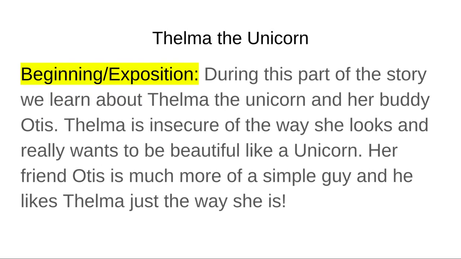So let's look at it in relation to Thelma the Unicorn. The beginning of the story, the exposition, which remember is where the author gives us some background information on the characters and what they're like and where the story's happening. During this part of the story, we learn about Thelma the Unicorn and her buddy Otis. We learn that Thelma is insecure of the way she looks and she really wants to be beautiful like a unicorn. Her friend Otis is much more of a simple type of guy. He likes Thelma just the way she is, and he likes his life the way it is. He's happy, he's content. Thelma wants more.